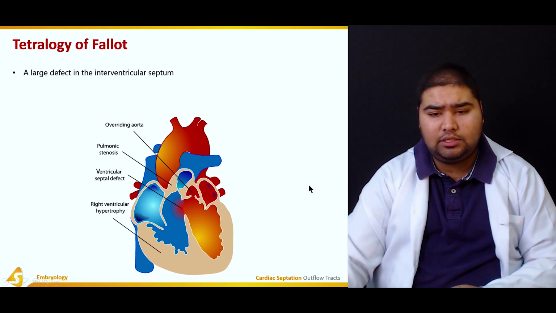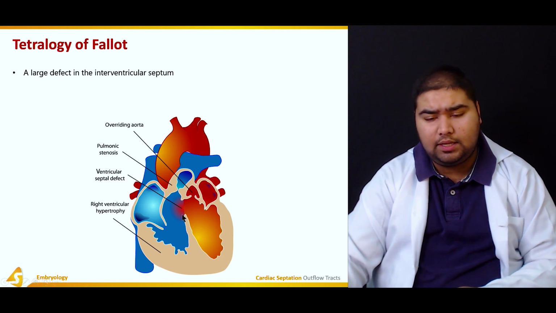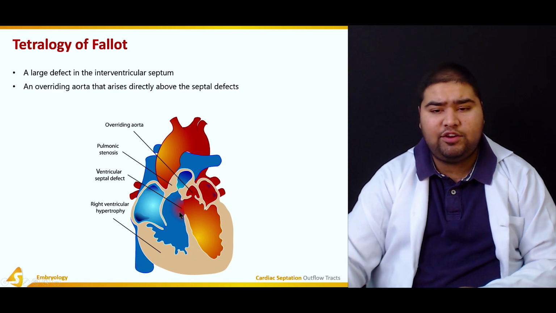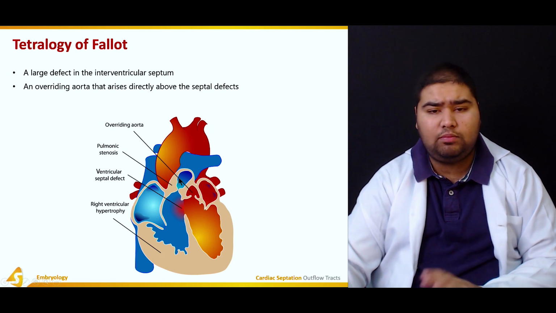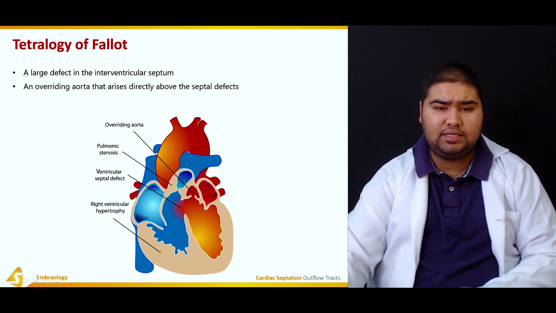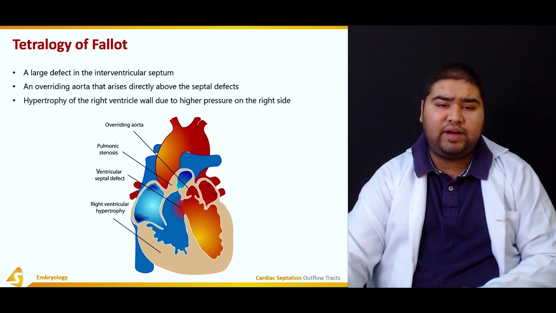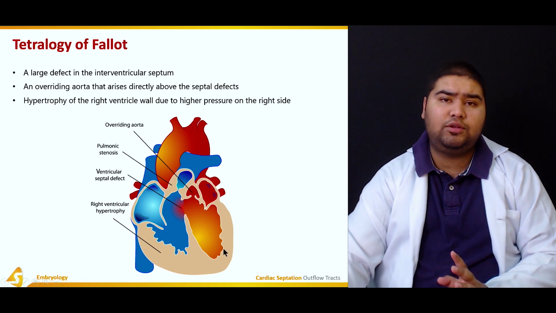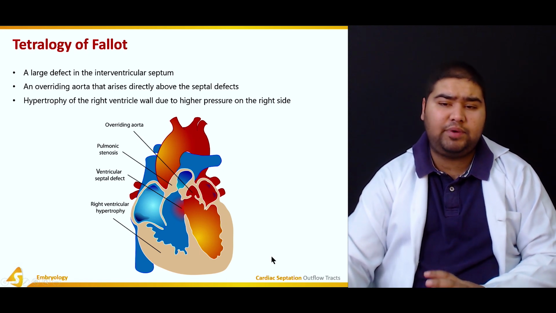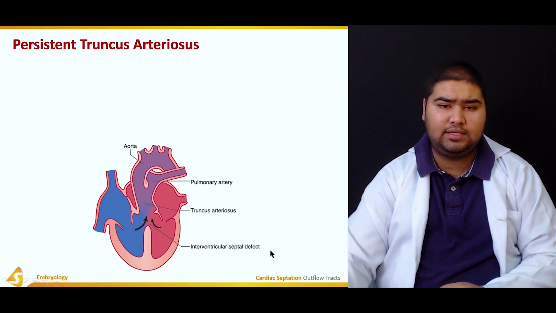So we have a large defect in the ventricular septum. Here the ventricular septum has a large defect. Then we have an overriding aorta. This is the overriding aorta that arises almost directly above the septal defect. And then finally we have hypertrophy of the right ventricle. Here you can see the right ventricle has been hypertrophied due to increased pressure on the right side.